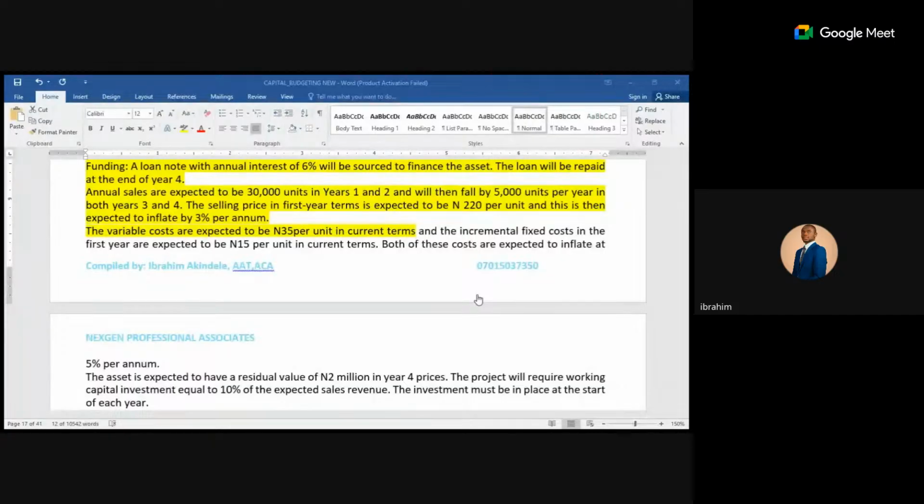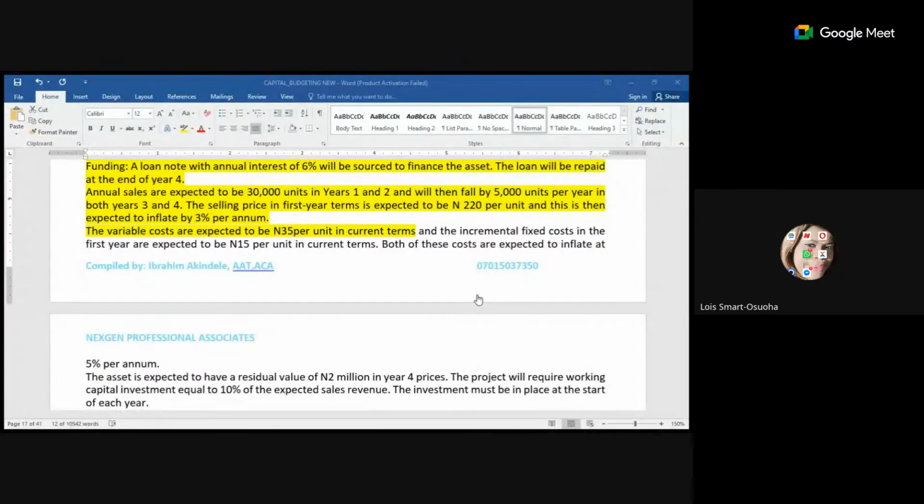We should not forget that we have money cash flow and real cash flow. In current term means that we have not inflated it. So this is what we have. If you multiply 15 naira per unit times the unit, we give you the real cash flow. Right? Now, the question still goes further and says, let's forget about the incremental, because the other part is talking about the incremental fixed cost. And the next part says that both of these costs are expected to inflate at 5% per annum.